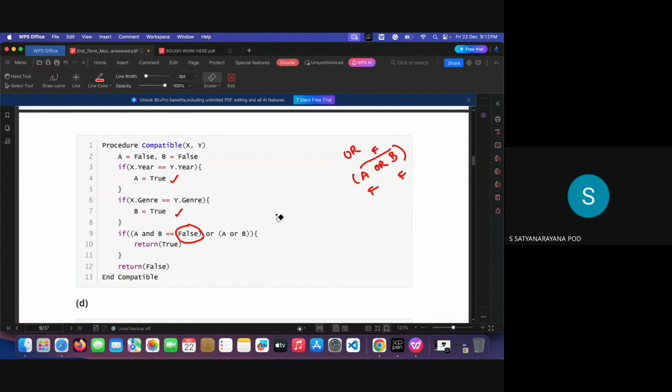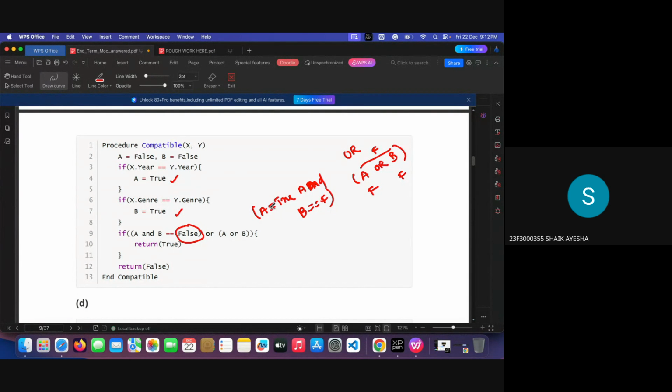Now, the issue is here: if A means it is true, but B is definitely false. Clear? A is a default value check for true, but B is a specific value check for false. That means A should be true, meaning the year should be the same. And B being false means the gender must be false. Fine then?